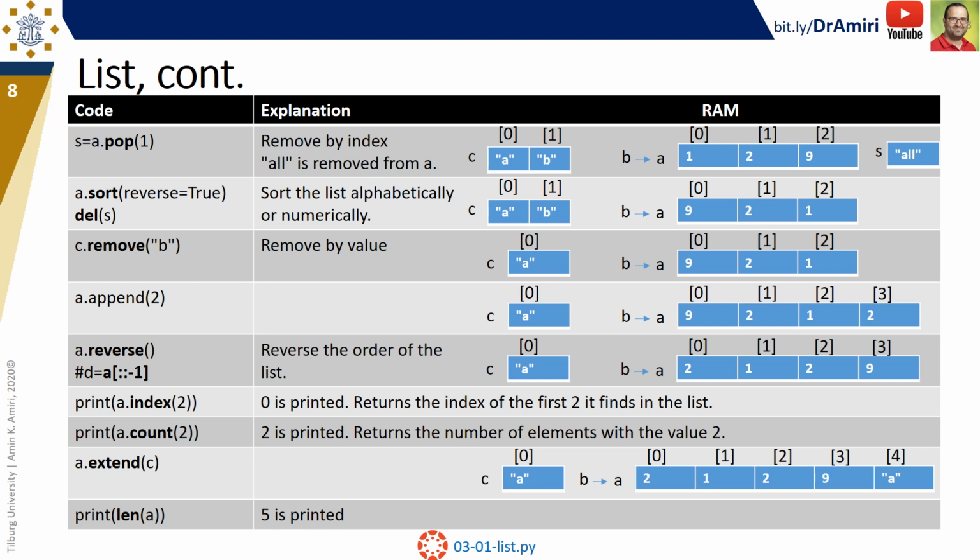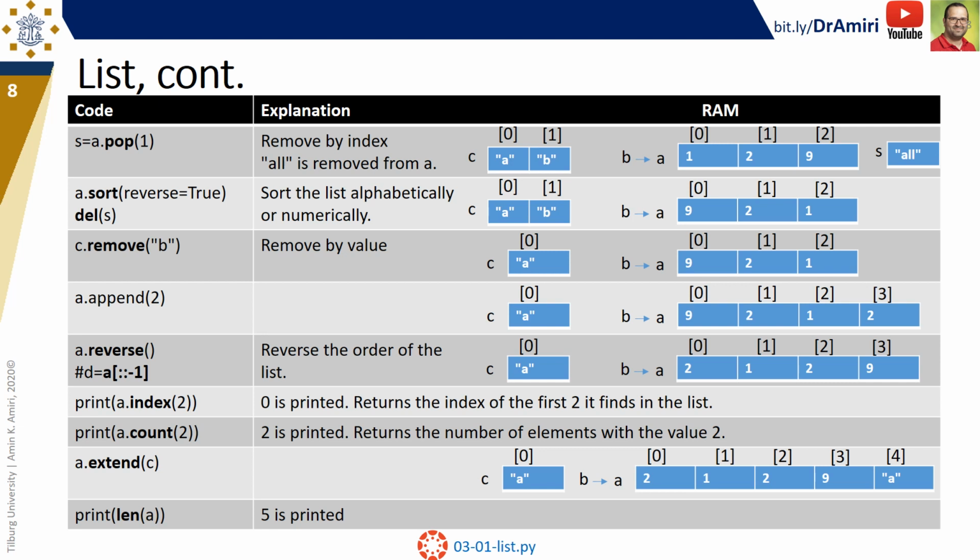A.append, we already mentioned what it does. It adds an element at the end of the list. A.reverse is very similar to A.sort with reverse equals True. It reverses the order of the list. You can see that you can also use a double colon -1 to do the same thing. So as you can see here, A was 9212. After executing this line, A becomes 2129.